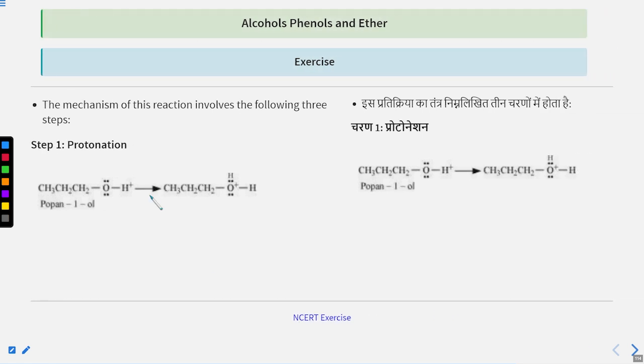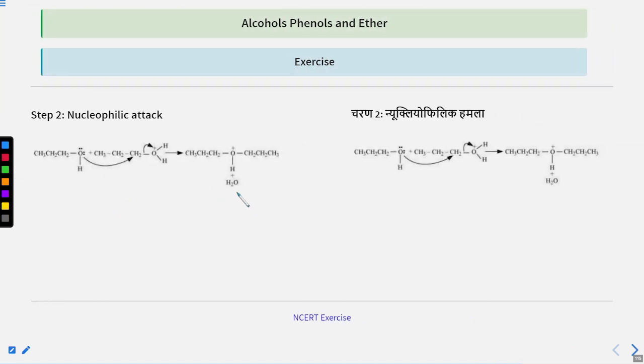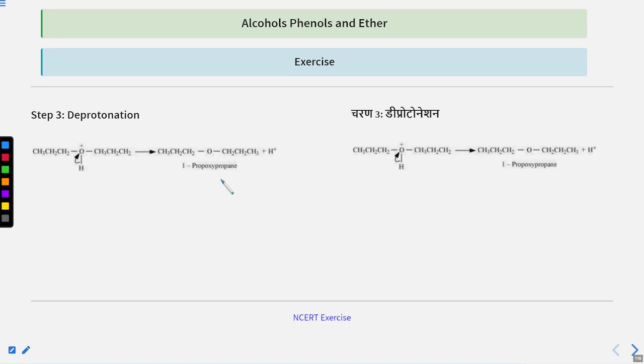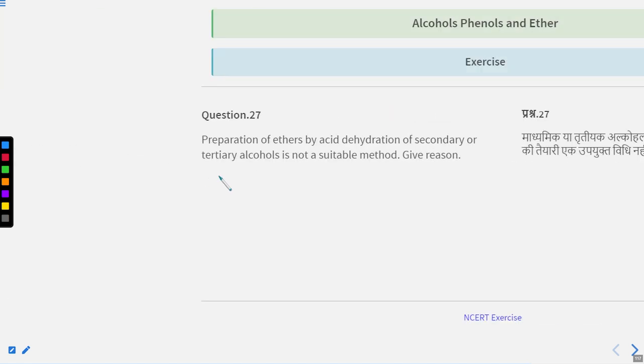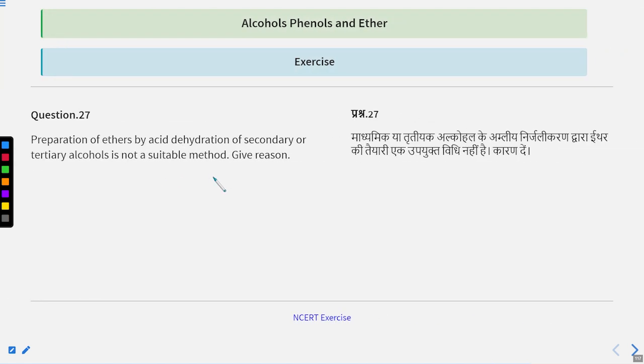You can use it in this way also. Just treat it with H⁺ and H2O. This will protonate this over here. Once it is protonated, the other mole will attack here and that would result in this thing. And at last we'll just deprotonate it. Next question.